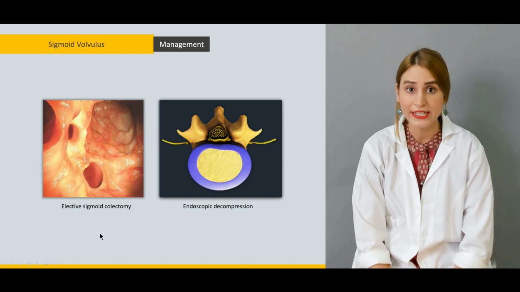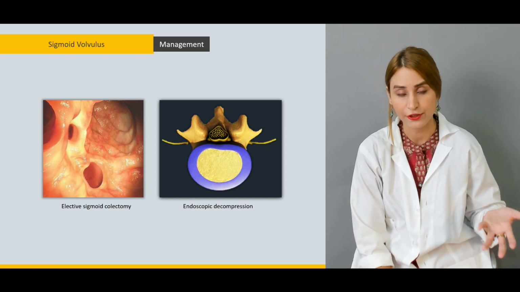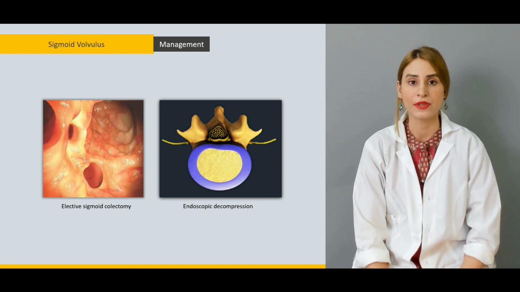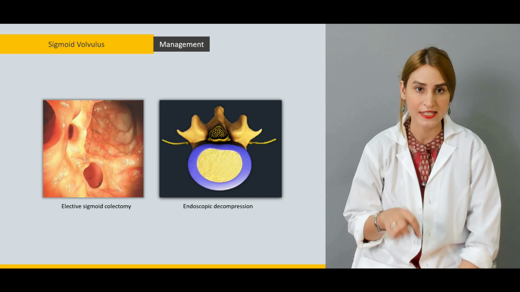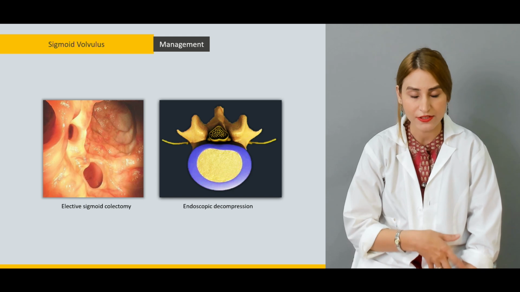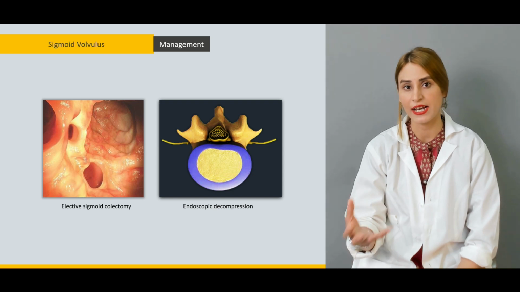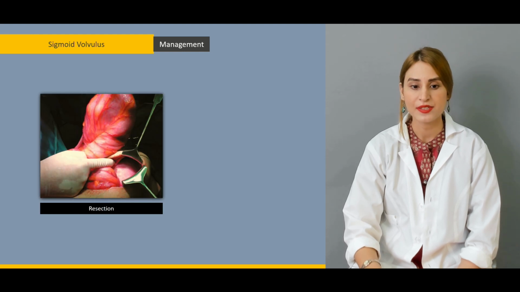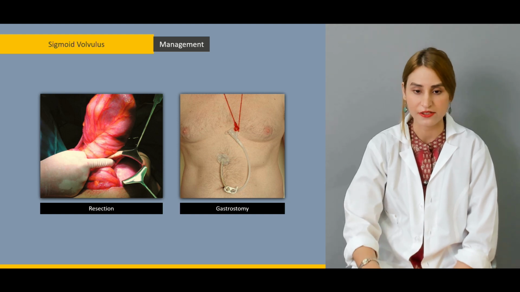In the elective sigmoid colectomy, you have already done the sigmoidoscopy. You have found out the cause for the obstruction, and there is a sigmoid volvulus. So for the treatment of the sigmoid volvulus, you do the sigmoid colectomy. The part of the sigmoid colon that is removed or resected, this is a sigmoid colectomy, and you do the primary anastomosis of the rest of the bowel. The other is endoscopic decompression, where you put in the endoscope and perform the decompression. The other management strategies, you can see here, this is the resection, and sometimes there can be a colostomy as well.